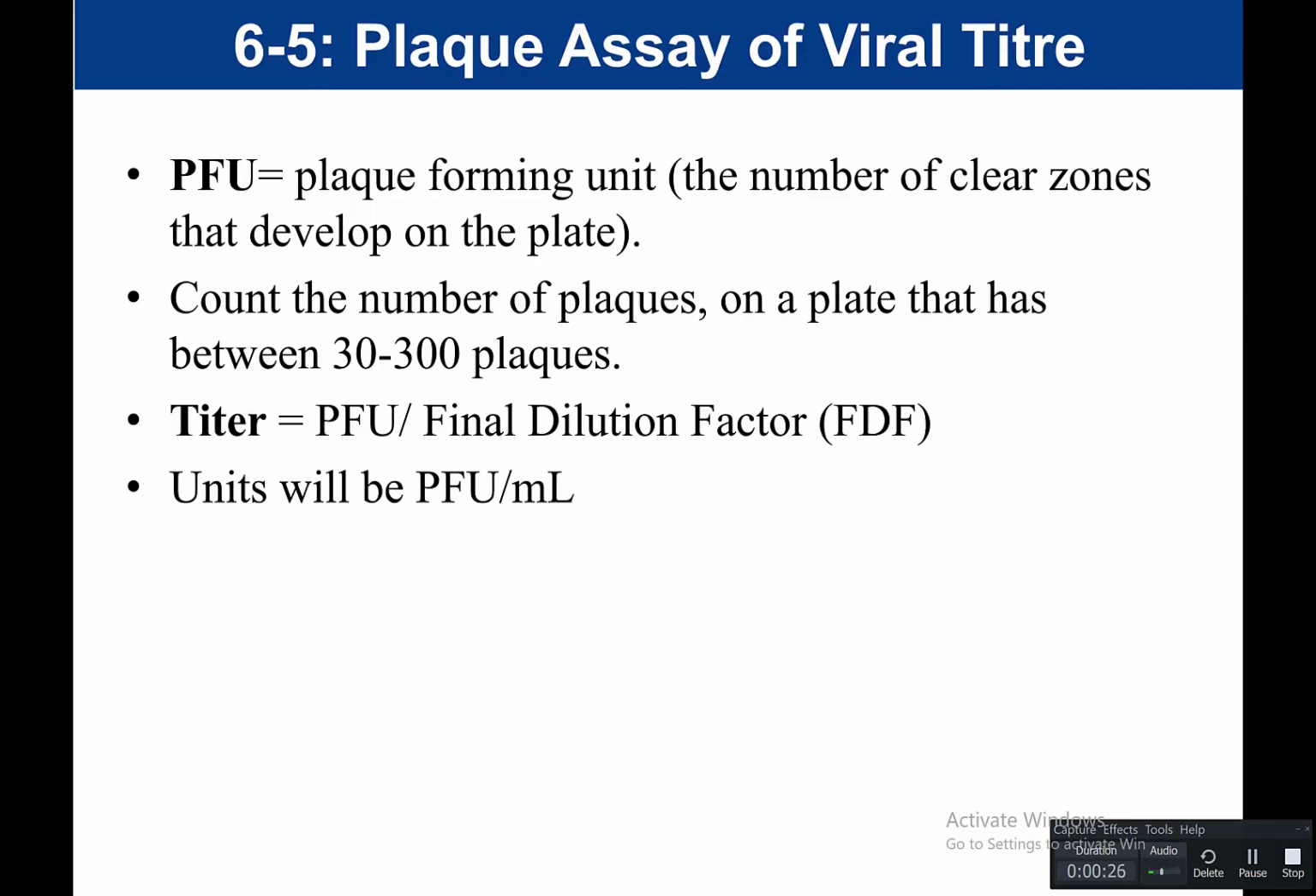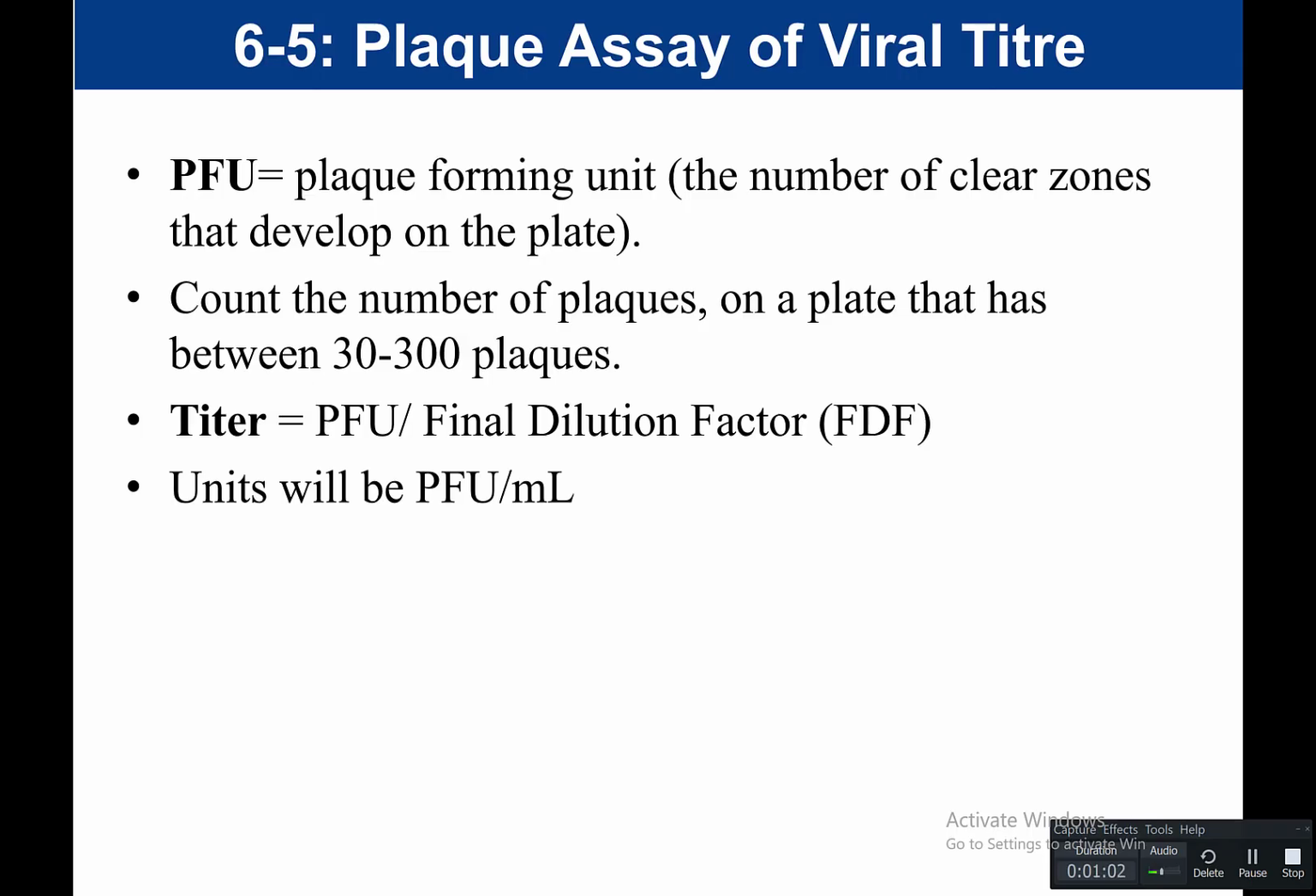So when we want to calculate our titer, we need to count the number of plaques on a plate that has between 30 and 300 plaques. You may recall that during the standard plate count this was very similar. We were doing colony forming units, counting the number of colonies on a plate that had between 30 and 300 colonies. Similar idea here, except we're counting plaques instead of colonies, because the colonies are bacteria and the plaques are for the virus.